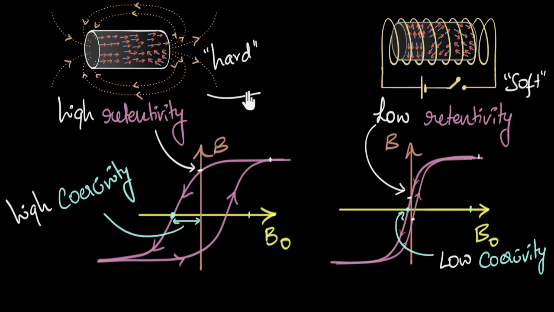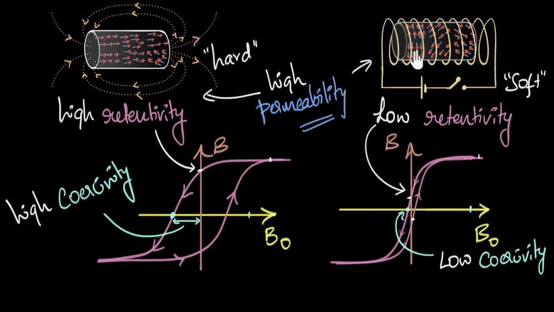So we want both of them to have high permeability. This basically means you want both of them to allow the magnetic field lines to easily pass through them. You want both of them to get magnetized to a very high value. That's what it means. In both cases, you want that property. So these are the major differences and similarities between the two.